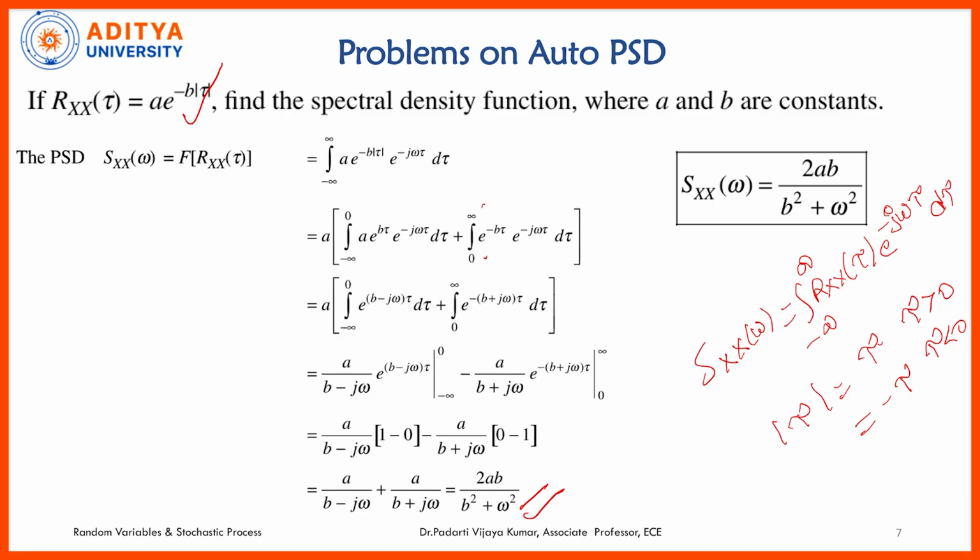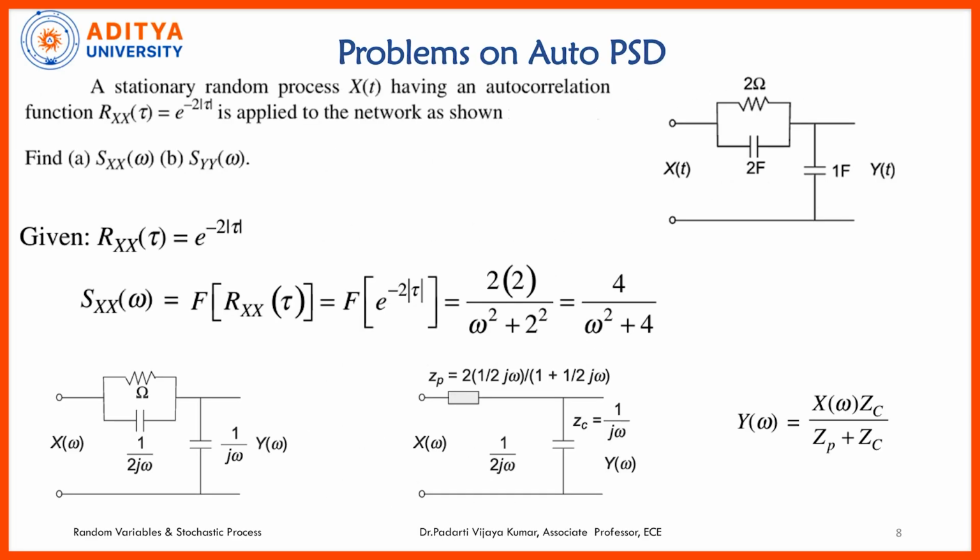This is the power spectral density when the autocorrelation function is given to us. We used the concept of Fourier transform. Next, a circuit is given to us which is a combination of RC elements. Now what we are doing here is applying an input whose autocorrelation function is Rxx of tau. Now they are asking us to compute Sxx of omega and Syy of omega.